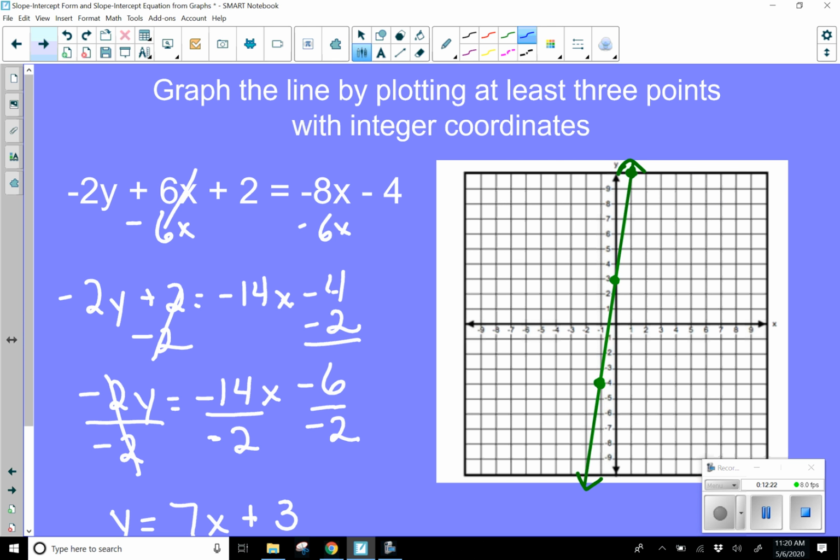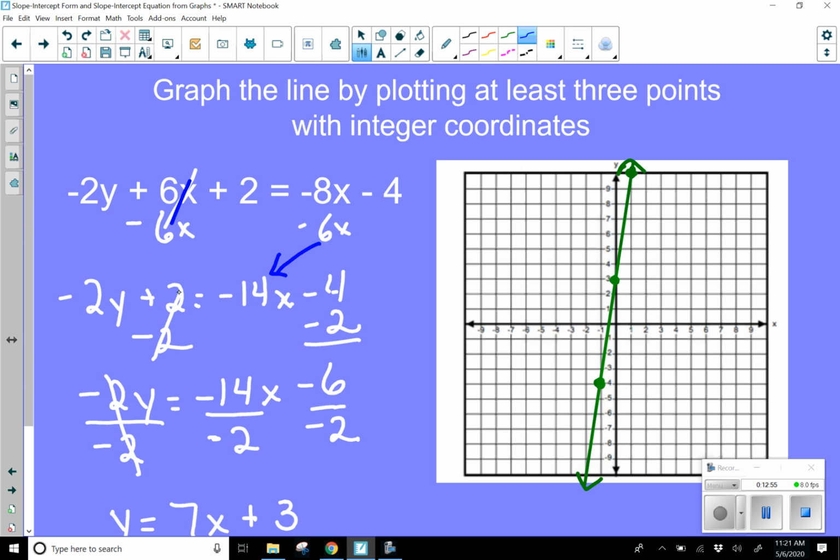Okay, again, similar type of problem. We need to get all of our y's on the left-hand side and all of our x's on the right-hand side. So the first thing I did here was I subtracted 6x. It cancels out. And what we do on one side, we do to the other. That's going to leave me with -2y plus 2 on the left equals -8x and -4x gives us -14x, and then -4 just comes down. So that leaves us with -2y plus 2 equals -14x minus 4.